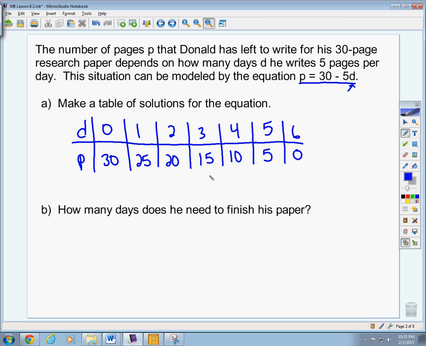Another way we can do it, because remember, our function was given to us as an equation first, this is a way we can represent the relationship between pages and days. And we can say, you know what, I want to know when he finishes his paper, he has 0 pages left. So I could just use the equation instead of making a table and say, okay, he's going to be done when he hits 0 pages. And then solve this equation, and what you're going to see is that we get the same answer.